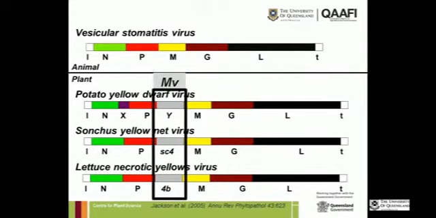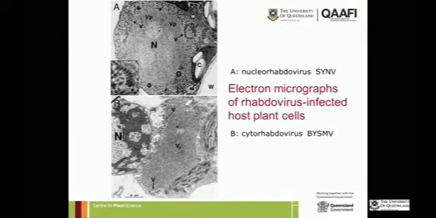And this is seen here. On the top, you have the genome organization of VSV, an animal Rhabdovirus, whereas here between P and M for these 3 viruses, a cytorhabdovirus, LNYV, and 2 nucleorhabdoviruses, we have a movement protein gene inserted. It's got different names in different viruses, but it appears to have the same function.